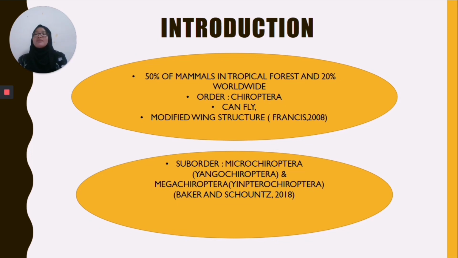Bats are classified in order Chiroptera, which means handy wing. Their suborders are Yangochiroptera and Yinpterochiroptera. Bats are the only mammals that can fly because they have a wing structure that is modified from their forelimb, with a membrane structure stretched between the elongated finger bones, and they have a powerful chest muscle to flap their wing.